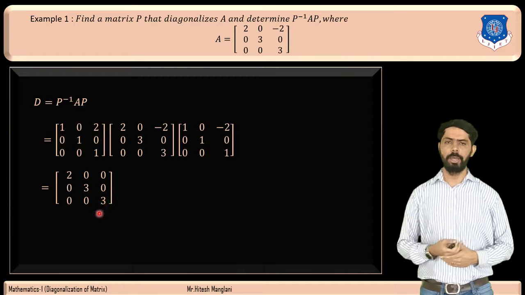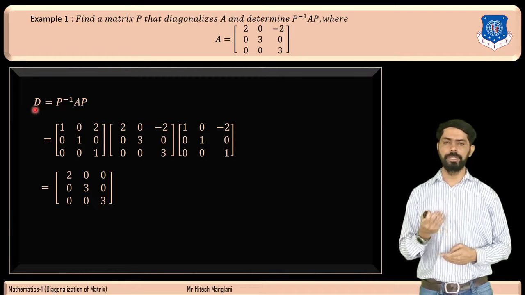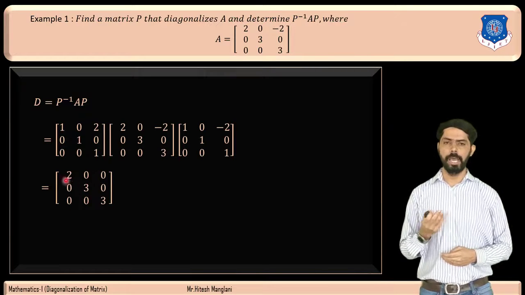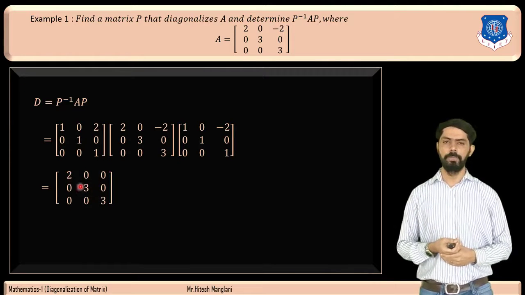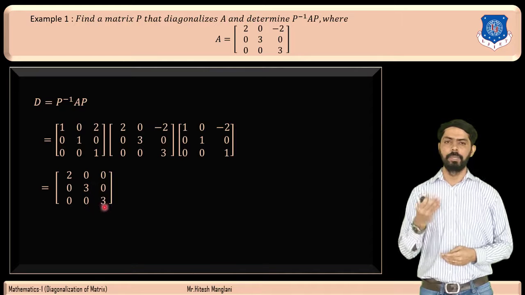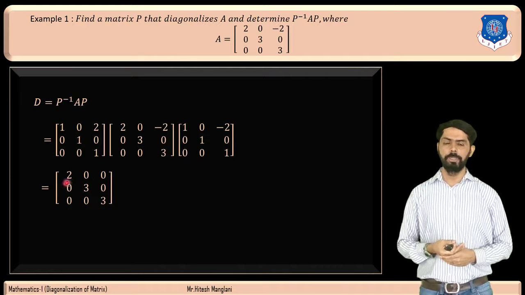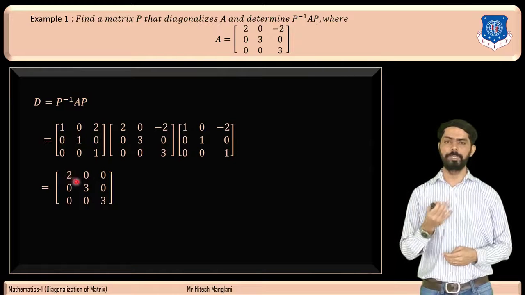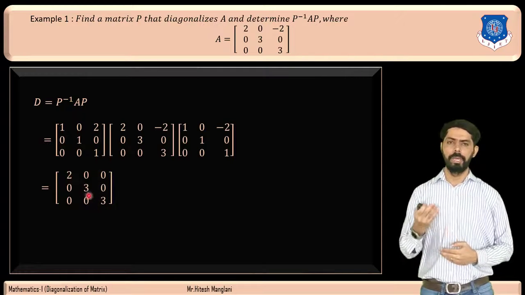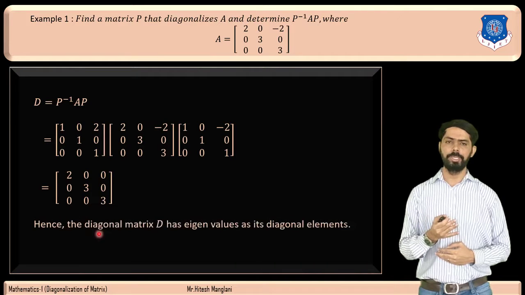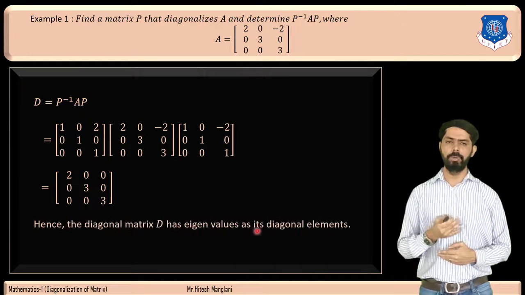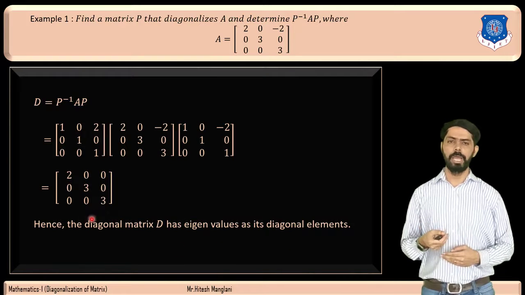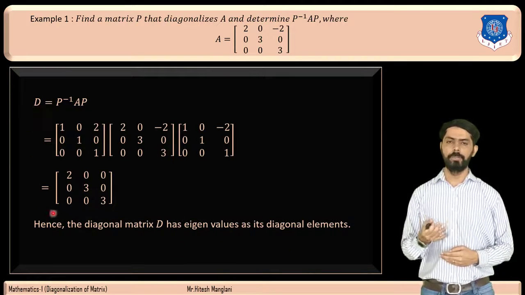So this is called a diagonal matrix, because here you can see that all values are 0 except the principal diagonal. And if you look at the principal diagonal, the eigenvalues of matrix A are the elements of the principal diagonal. Hence the diagonal matrix D has eigenvalues as its diagonal elements. So this way we can find the diagonal matrix D and the model matrix P.